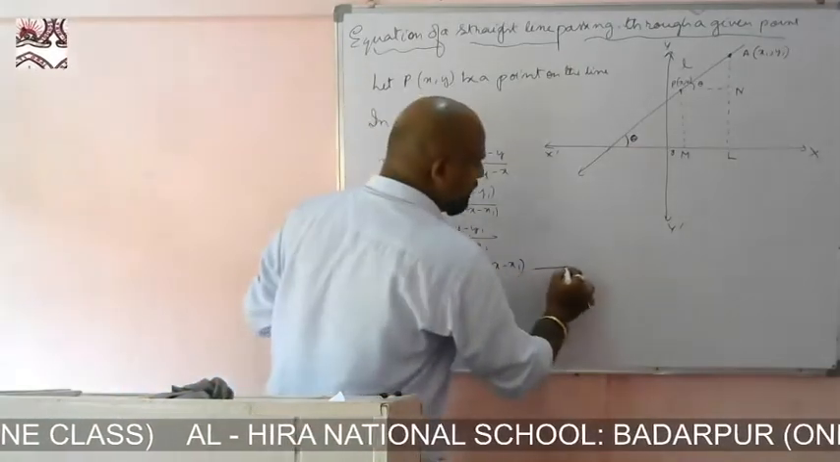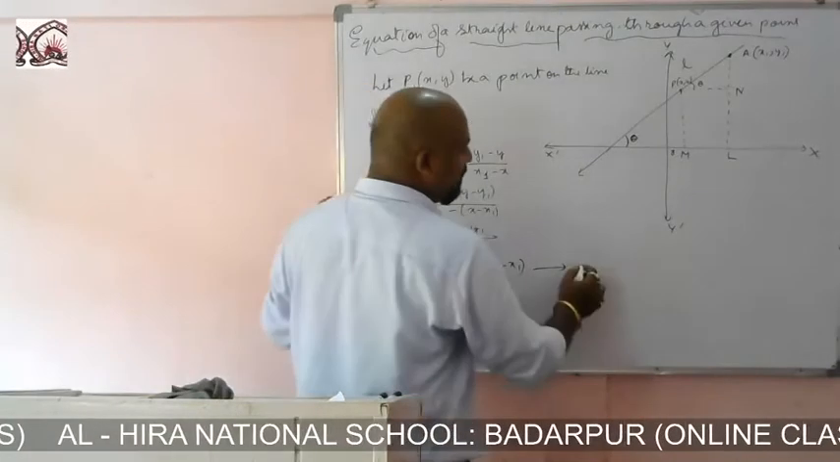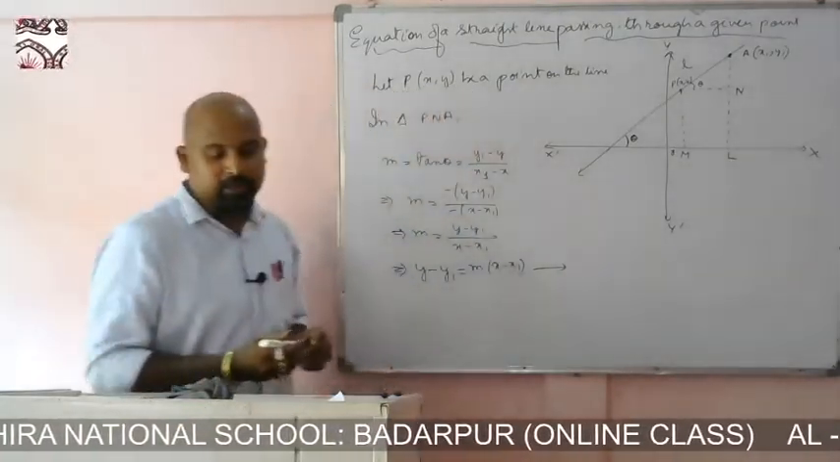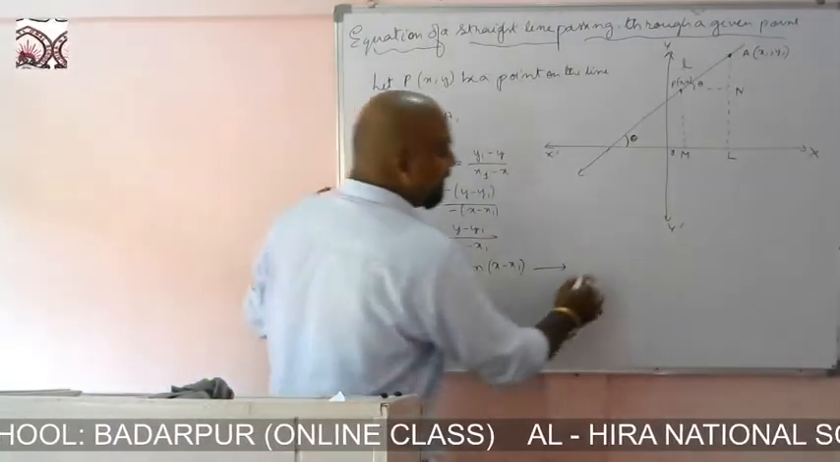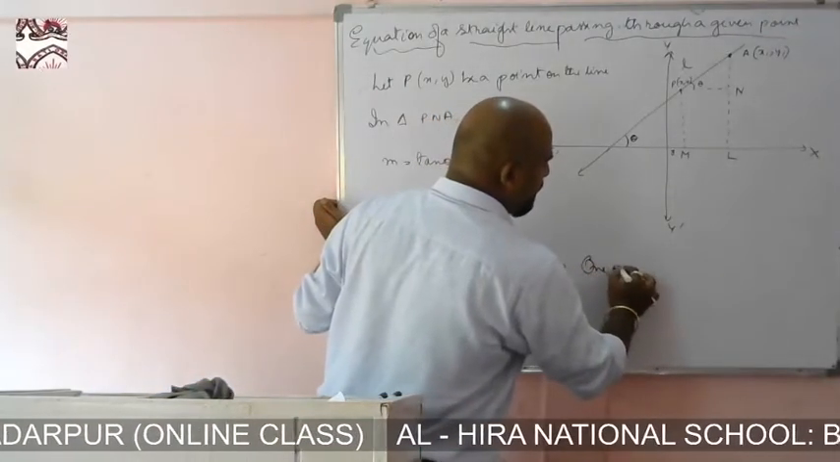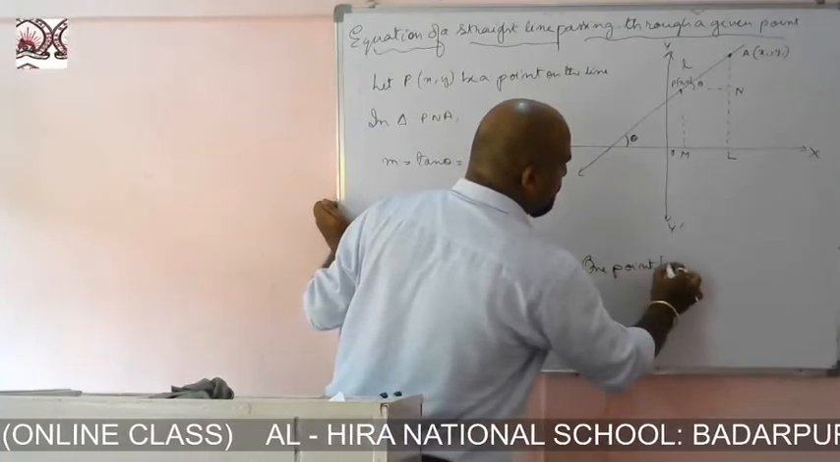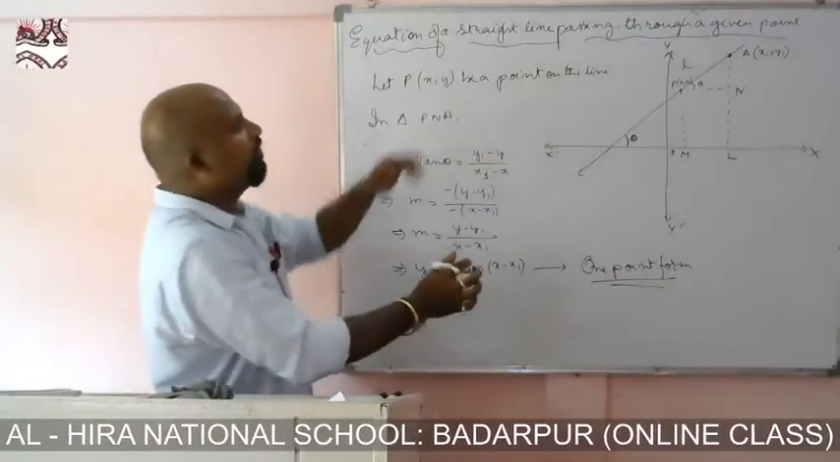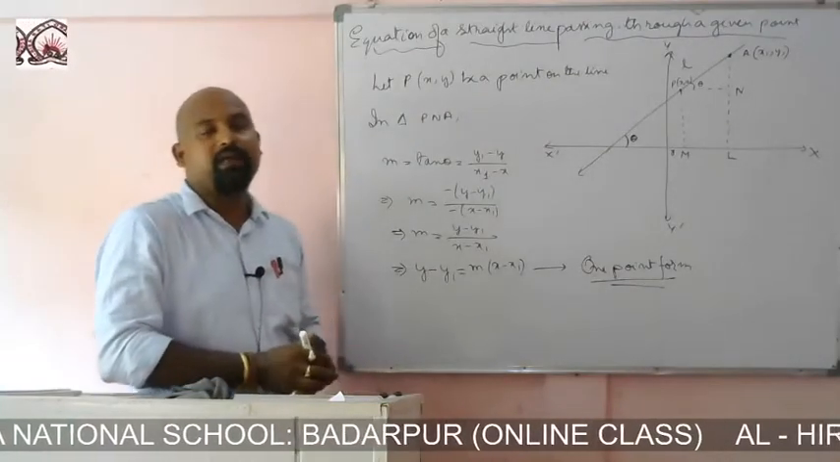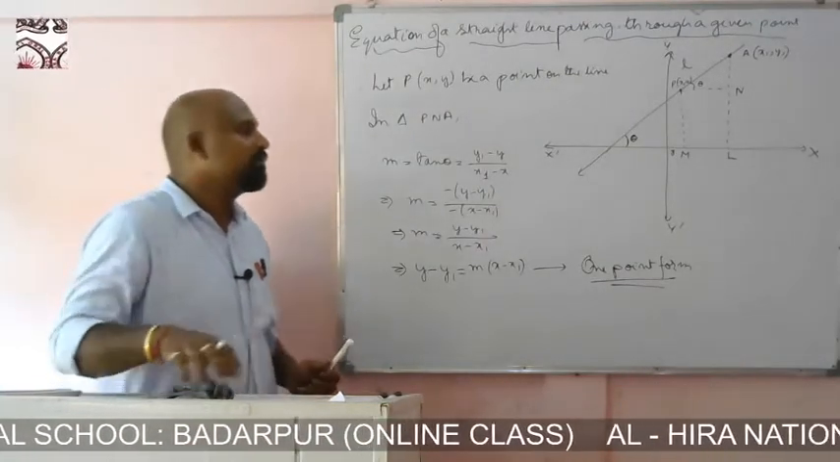This equation is also called the one point form. So you can say the one point form is the other name for the equation of a straight line passing through a given point.